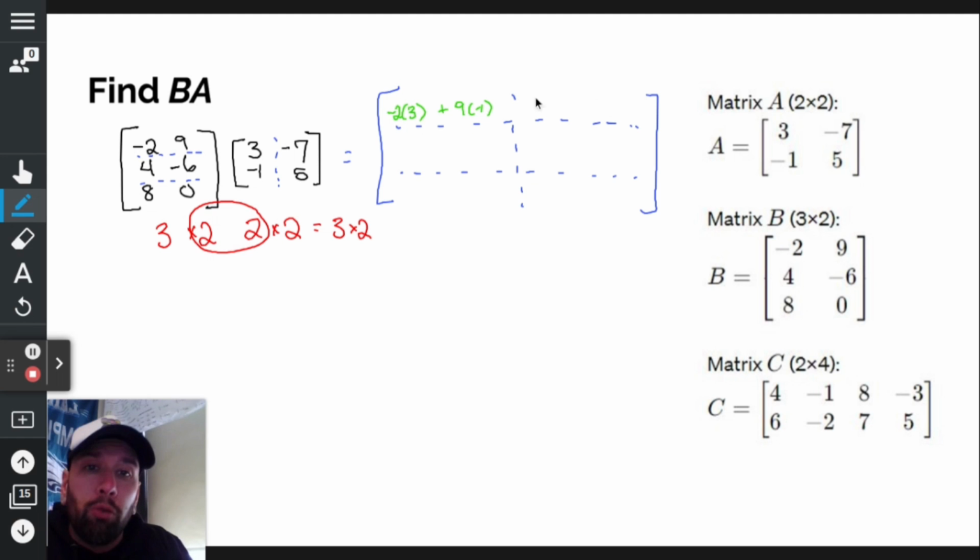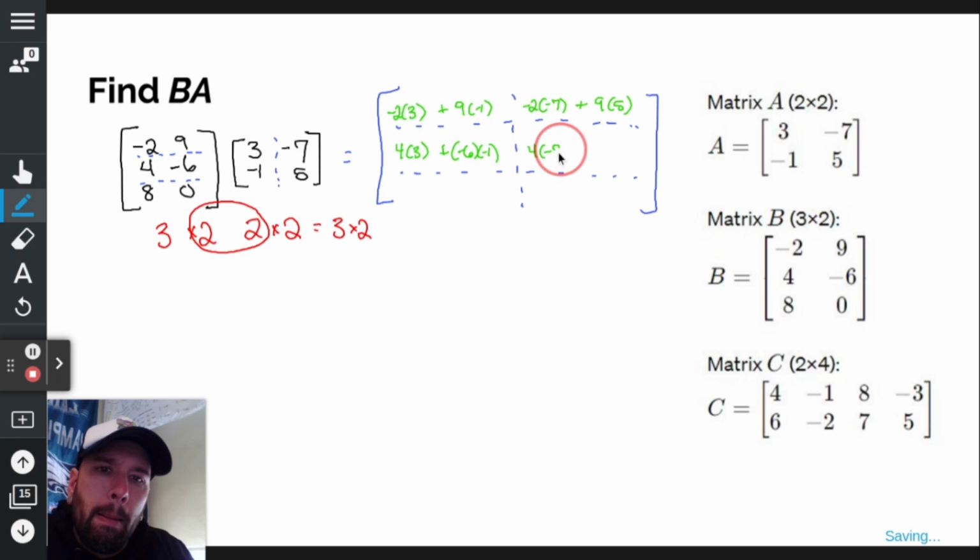Second column, first row now. So first row, second column, you're going to repeat the process. -2 times -7, the first elements in each part. -2 times -7 plus 9 times 5. Then you repeat. Second row, first column, 4 times 3 plus -6 times -1. Second row, second column, 4 times -7 plus -6 times 5.